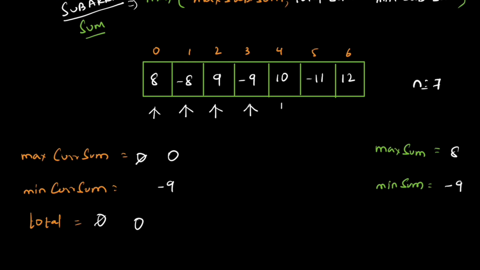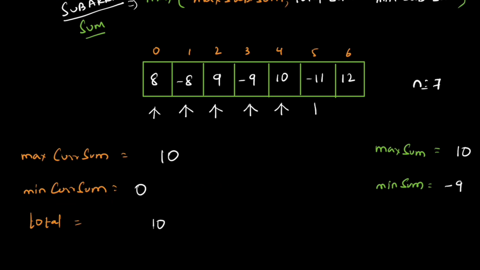Okay. Now at index 4, the element is 10. So we'll add 10 to the total sum. For current maximum sum, 0 plus 10 will be 10. And for current minimum sum, -9 plus 10 will be 1. Right. Now we'll check whether maximum current sum is greater than maximum sum. Yes. So we'll update it to 10. Okay. And we'll check whether current minimum sum is less than minimum sum. No. So we'll not update the minimum sum. But my current minimum sum became greater than 0. So we need to reset it to 0.